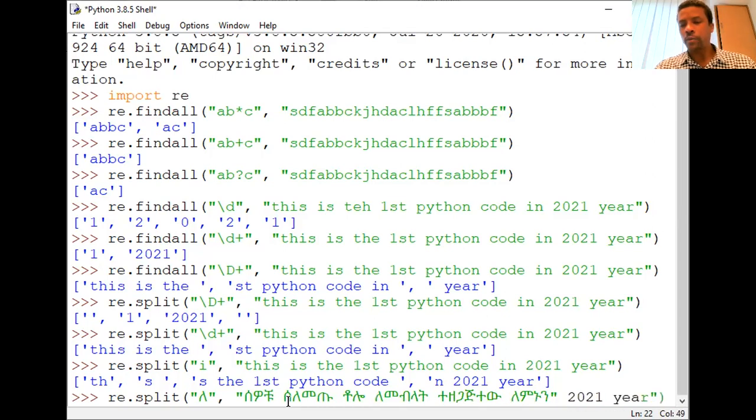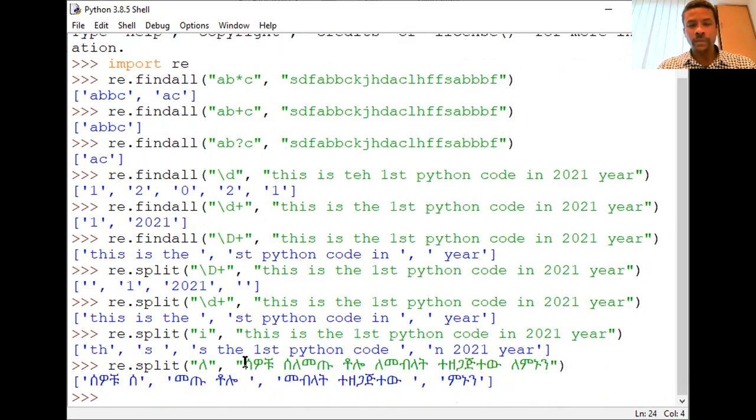A normal string manipulation, so it should work very easily. So you can use it in any kind of scripting. It's a very simple string manipulation, okay?